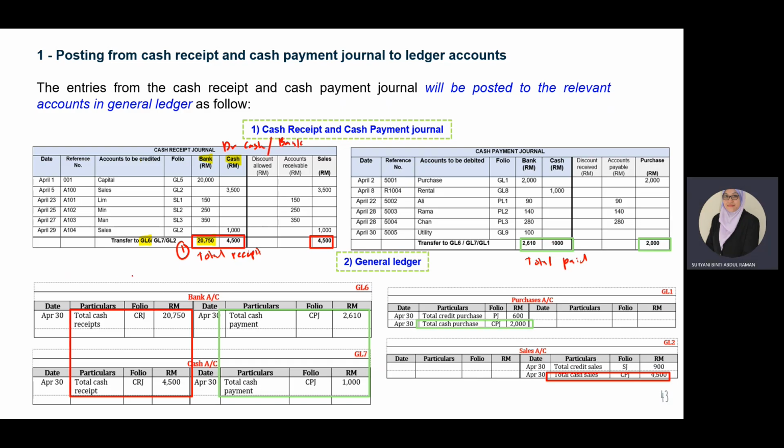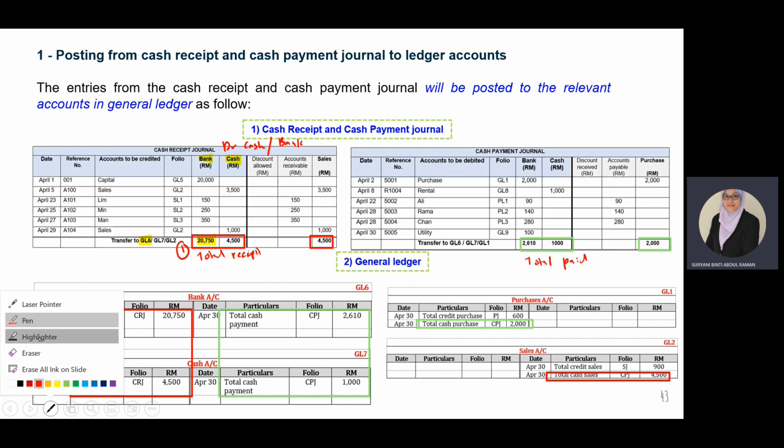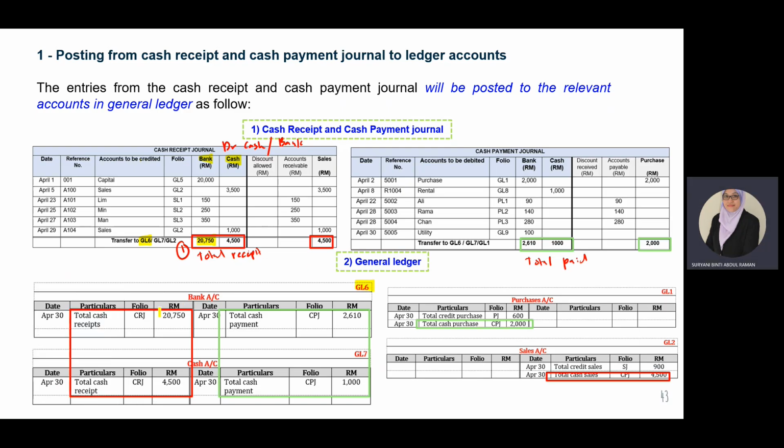So first we go to GL6. Here is GL6. So we debit the bank account. By how much? 20,750. So you just have to write total cash receipt as follows. The folio is cash receipt journal. Remember, you don't have to record one by one as what we learned in chapter 4. Since we already prepared the journal, you just have to transfer the total amount. Okay, next, debit cash account. Cash account is GL7. So open GL7 cash account. Record on the debit side, total cash receipt, 4,500.